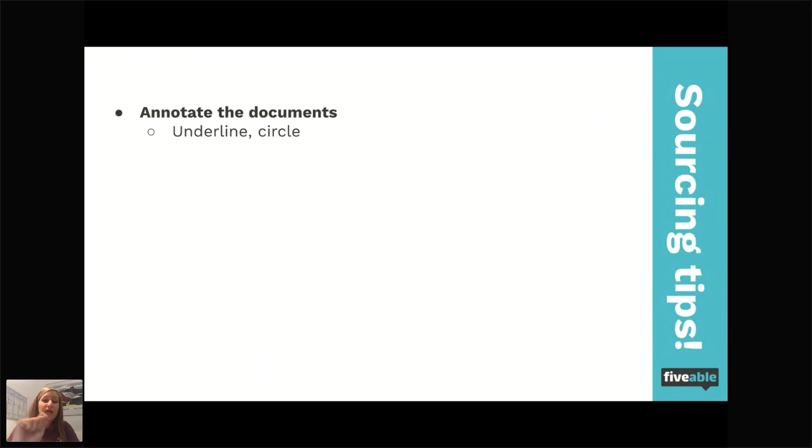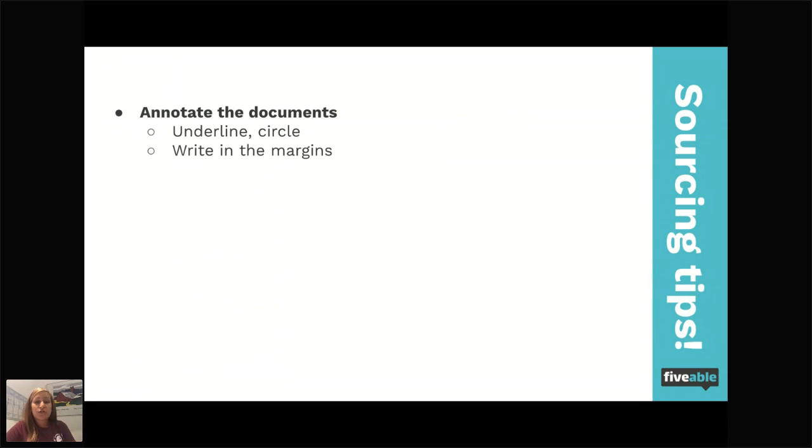You're going to underline things. You're going to circle important things. And what I think is most important is writing in the margins. Now, you only have a certain amount of time when it comes to reading all the documents and writing a DBQ essay, so you want to use your time wisely. You don't want to waste time going back and having to reread documents and reinterpret their sources.